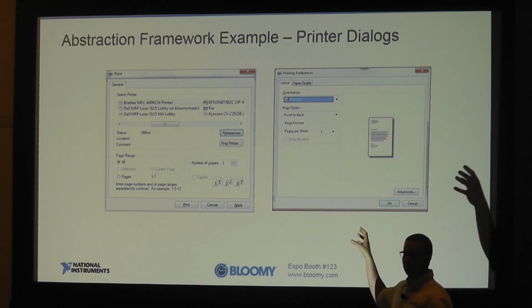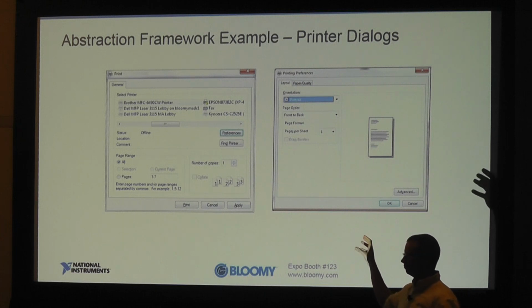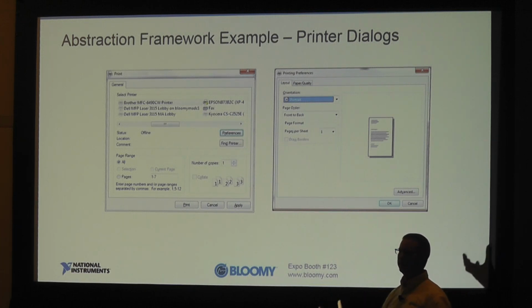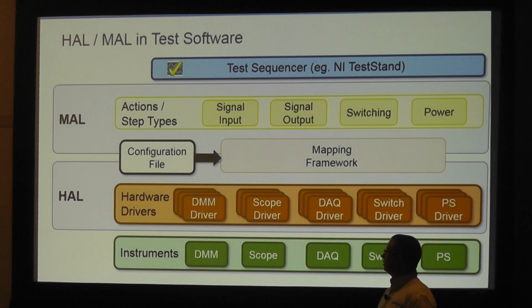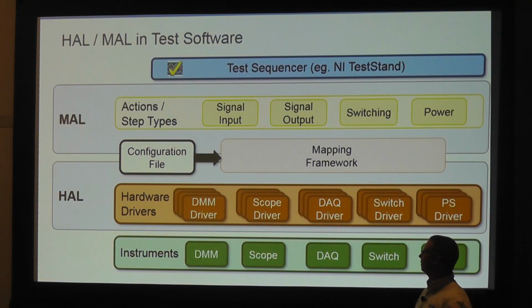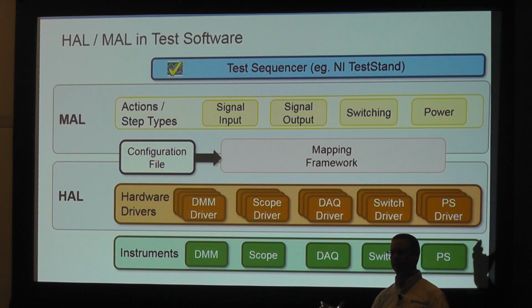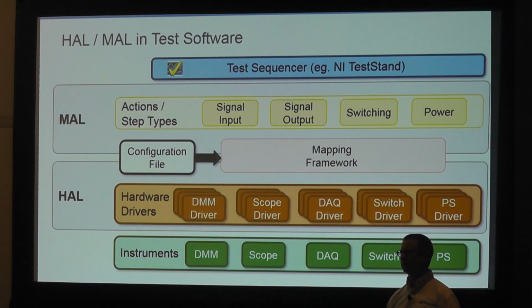You give the options to the operator or to the person printing the document in a way that's easy for them to interface with, and gives them a clean interface with the printer. So in test software, we essentially have the same idea. At the top level, you have a test executive, in this case TestStand. And when you're writing tests for TestStand, you write them using your measurement abstraction layer.